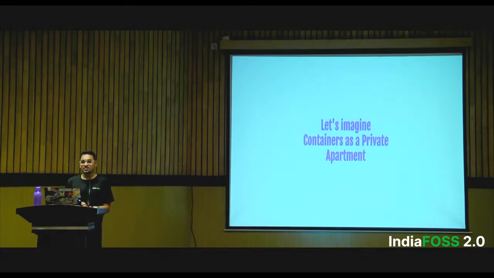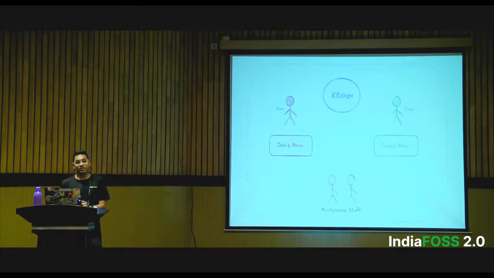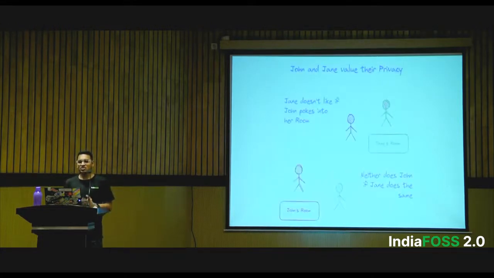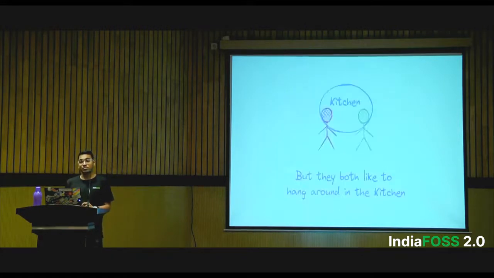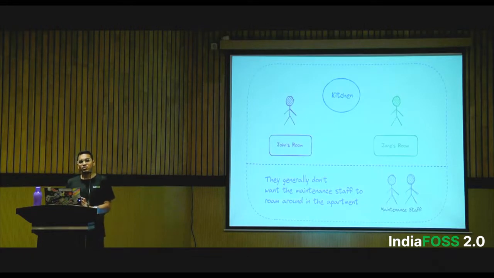Let's imagine containers as a private apartment. A private apartment with John and Jane each have their own room. They have a kitchen for functioning and they have a maintenance staff to help around if something is broken. John and Jane value their privacy. Jane doesn't like if John pokes into her room. Neither does John if Jane does the same. But they both do like to hang around in the kitchen. They generally don't want the maintenance staff to roam around in the apartment.